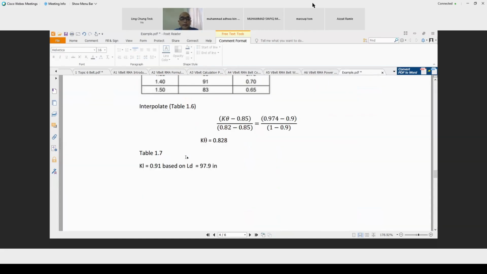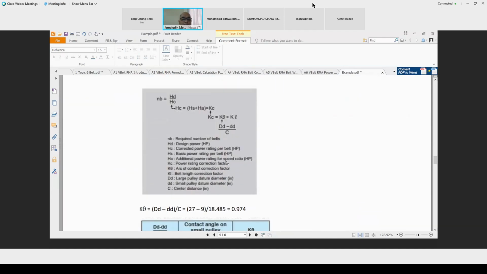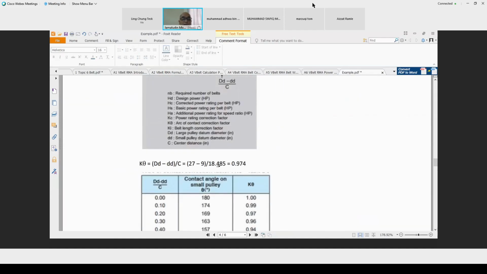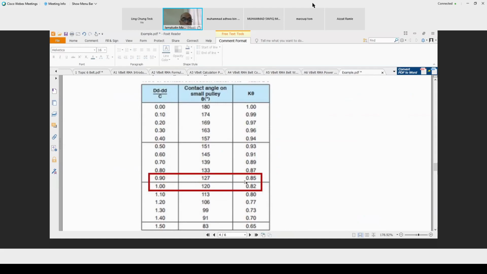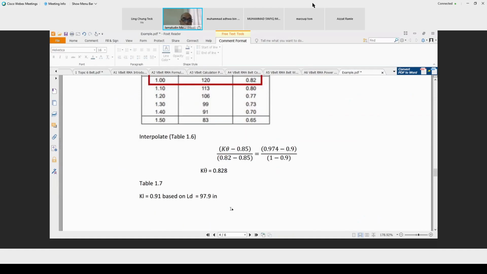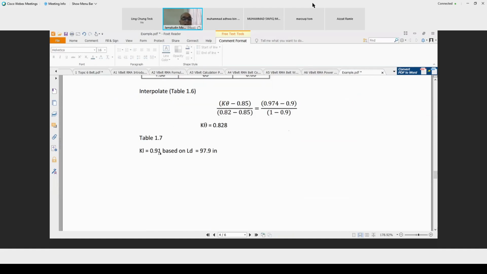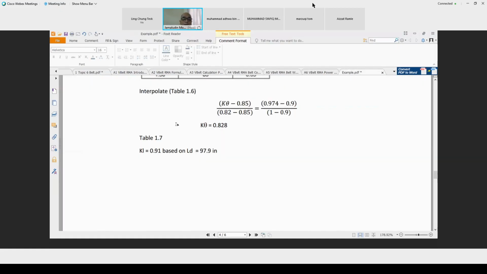Okay, right. Check with my answers. Determine the number of belts. I think the K theta is going to be the larger diameter over the distance. We got 0.974. Interpolate between this one, it's going to be 0.828. That is K theta. KL is 0.91. That is very straightforward because of the ratio, the in-between here, you can just have that.